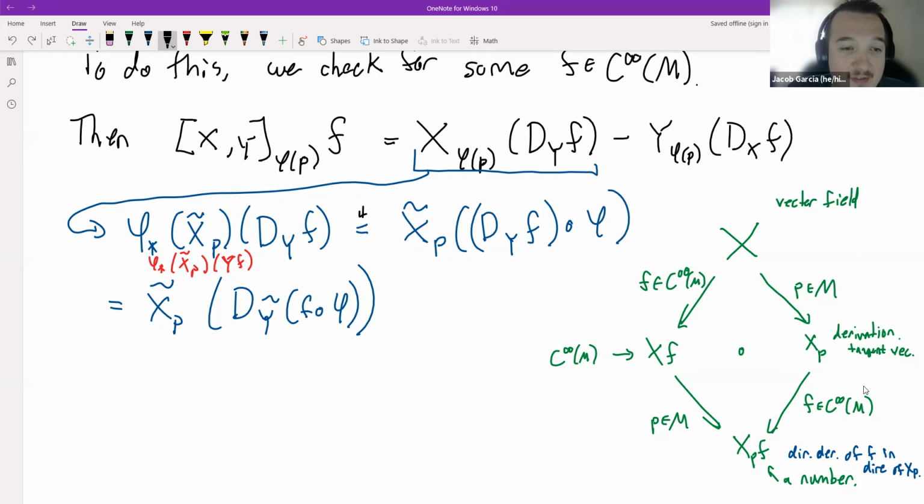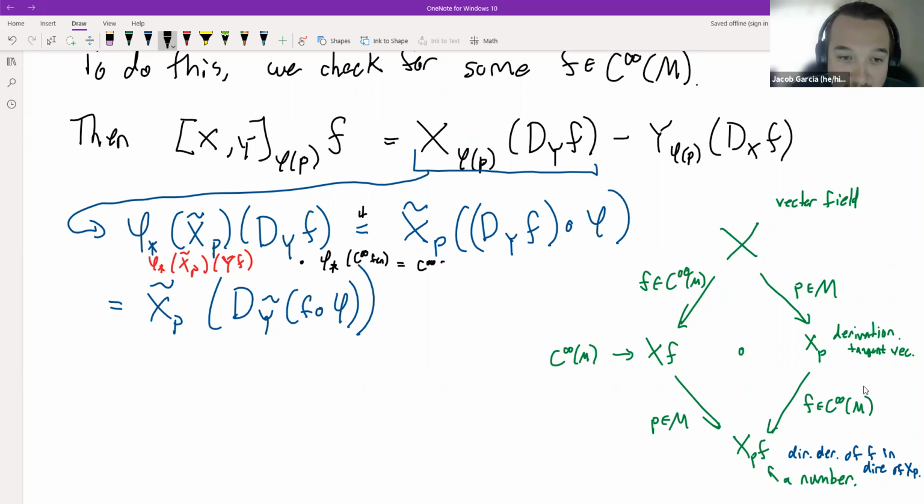So y of f, like I said, f was a C infinity function. Then y of f is a C infinity function. Then I apply a vector field to a C infinity function and I get a C infinity function, right? So right here on the left side, this is just the differential of some C infinity function, and the way that I take the differential of a C infinity function is I just pre-compose with that C infinity function, right?